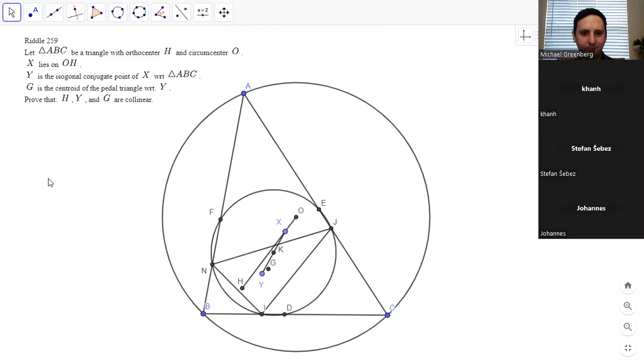Does any of you guys know how to use complex coordinates? I am not. I know a bit, but it looks a bit tricky to compute Y. I mean, we don't really need Y, but those pedal points.